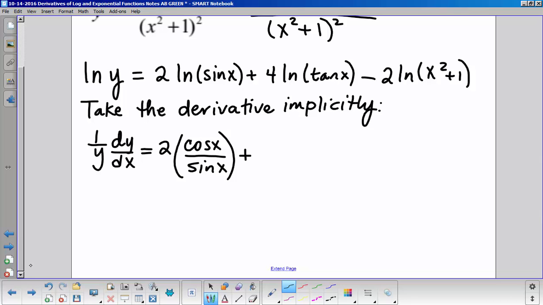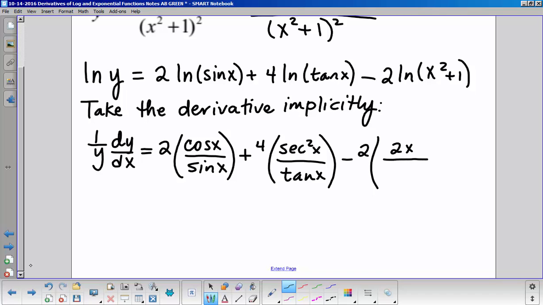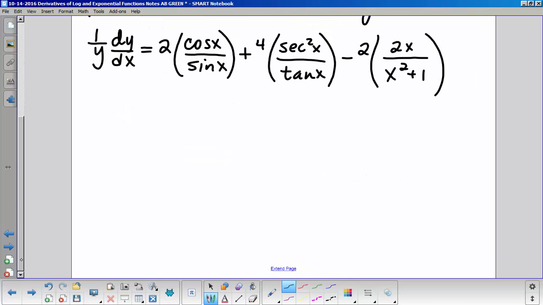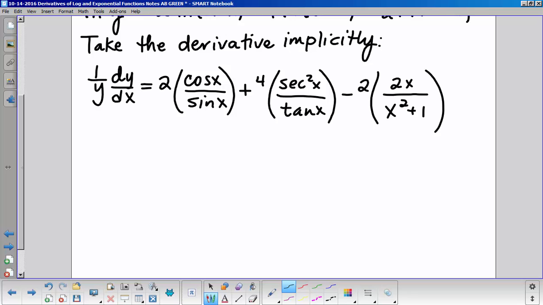Plus 4 times, what's the derivative of tangent? Secant squared. Secant squared x over tan x, minus 2 times the derivative of x squared plus 1, 2x over x squared plus 1. And then we just simplify and multiply by y because we're solving for dy/dx here. So I'm going to do that in one step here.